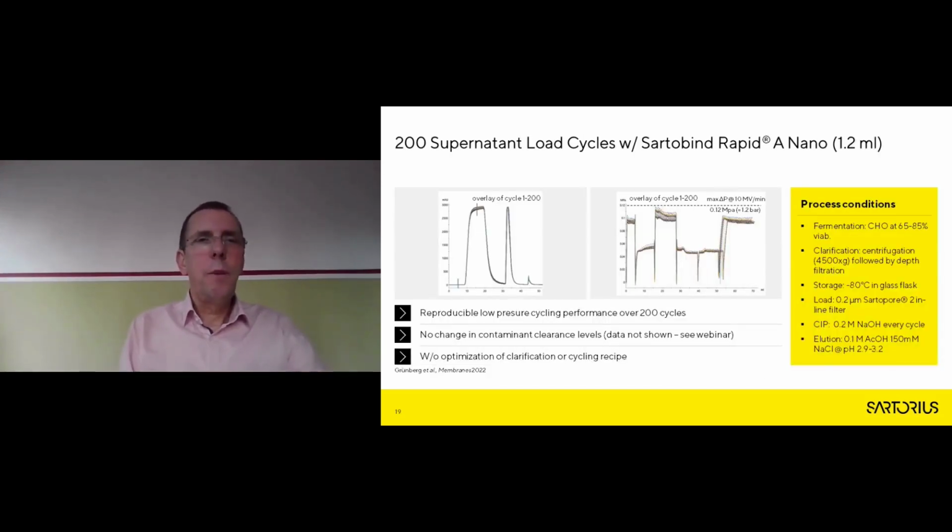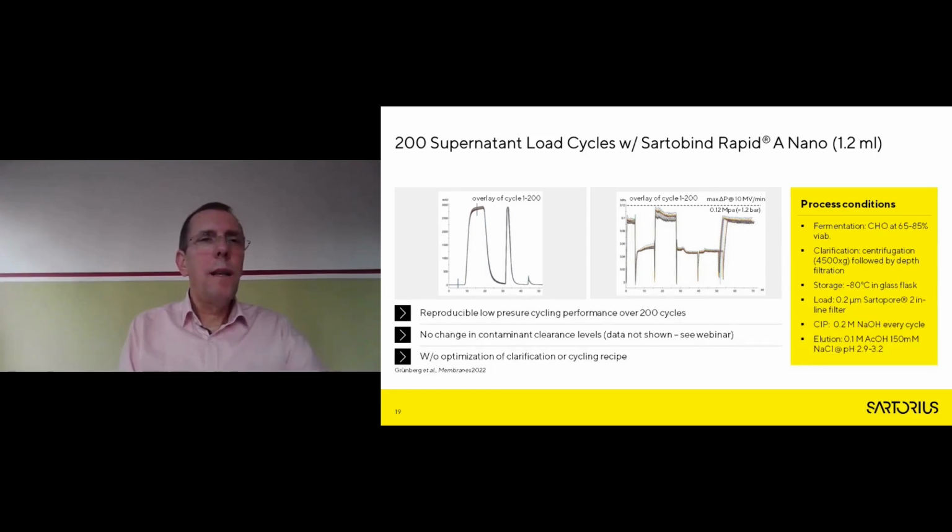Many cycling studies have been performed in-house and at external collaboration partners with this material. This slide only shows one of them in order to underline that this material is capable of performing many bind and elute cycles. The UV as well as the pressure traces show no variation or trend over all cycles. The caustic stability of the membrane and the ligand are sufficient to perform a 0.2 molar caustic CIP step at every cycle. Contaminant clearance levels are constant over all 200 cycles.